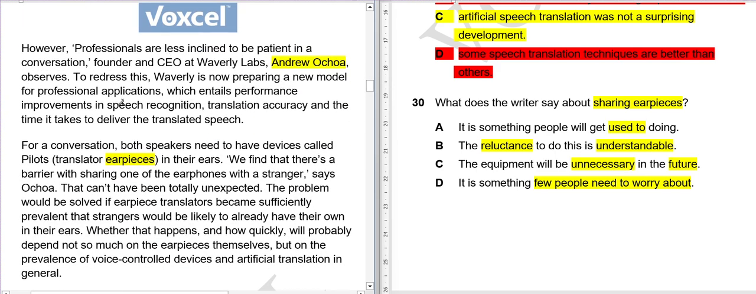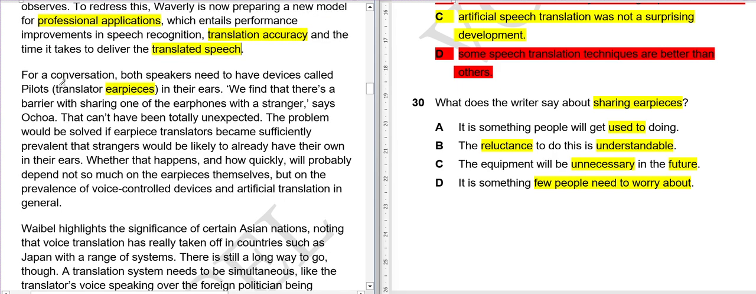And Waverly preparing new models for professional applications, performance improvement, speech translation accuracy, something about accuracy. Okay, translated speech. So now we will focus here. For a conversation, both speakers need to have devices called pilot. So obviously, both need these devices called earpieces in their ears. We find that there is a barrier with sharing one of the earphones with strangers, says Pocha. So they said that they find that there will be a barrier. Barrier means some sort of hindrance, something that is stopping you from doing what? To share your earphones with strangers, says Pocha.